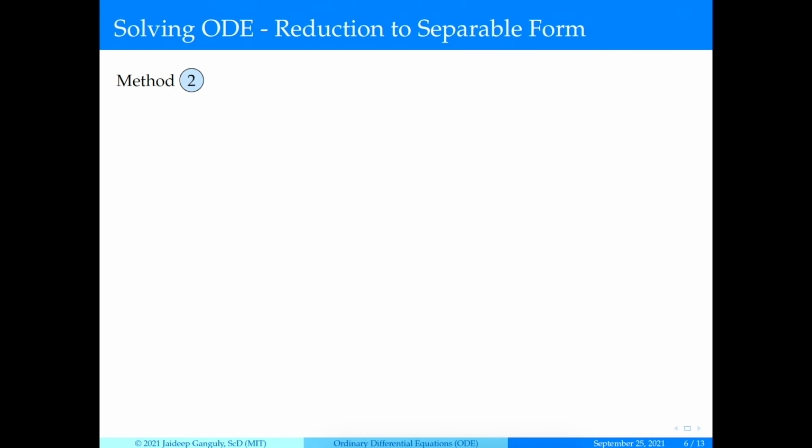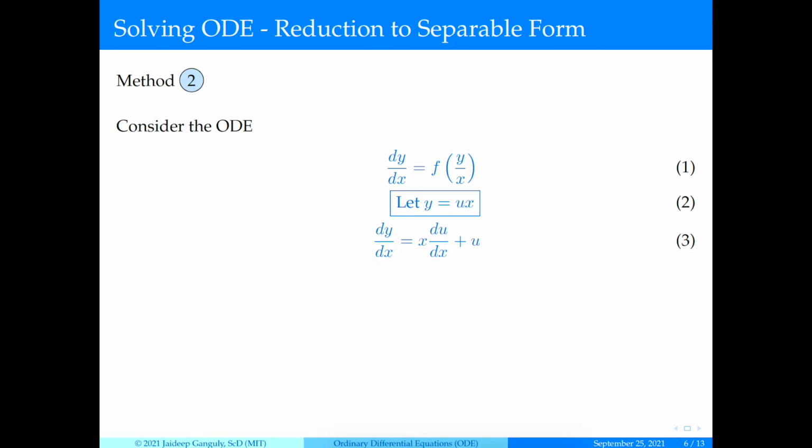In method 2, we reduce the ordinary differential equation to a separable form, where dy by dx is expressed as a function of y by x. If we let y as ux and apply the chain rule, we arrive at equation 4, which is separable, and which we can integrate to get to the solution.